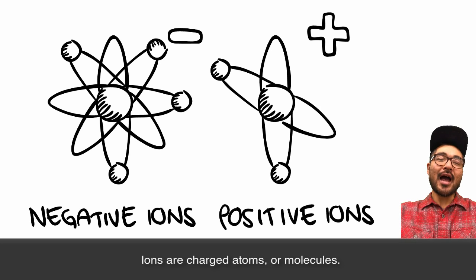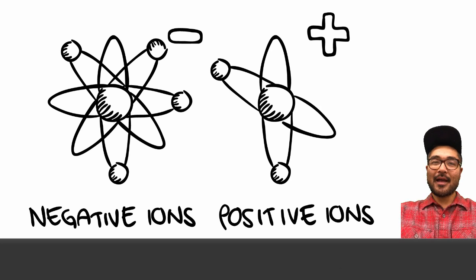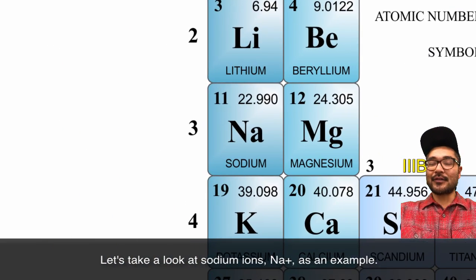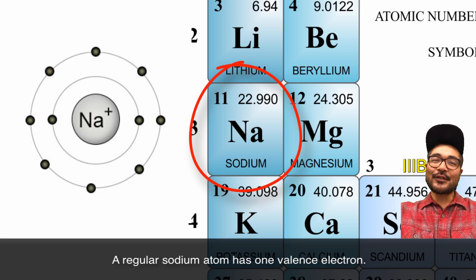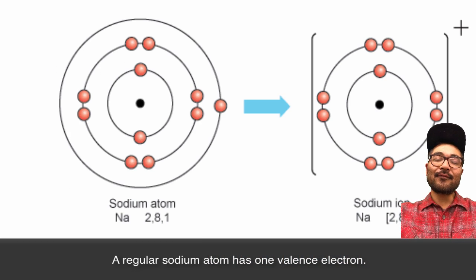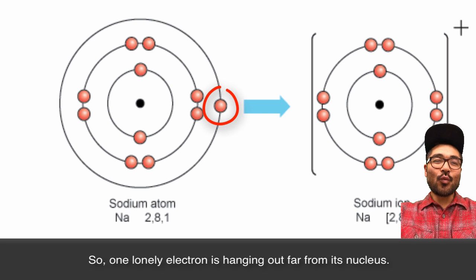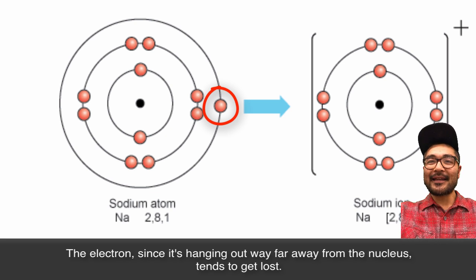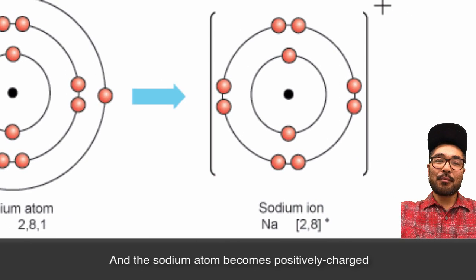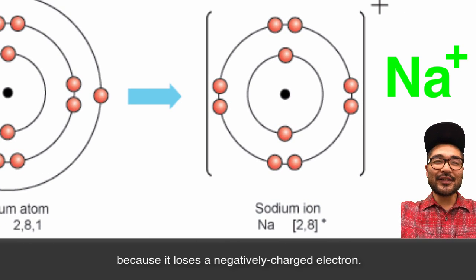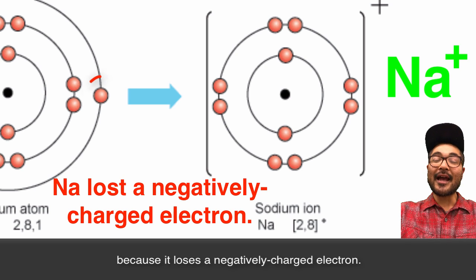Ions are charged atoms or molecules. Let's take a look at sodium ions, Na+, as an example. A regular sodium atom has one valence electron. So one lonely electron is hanging out far from its nucleus. The electron, since it's hanging out way far away from the nucleus, tends to get lost, and the sodium atom becomes positively charged because it loses a negatively charged electron.